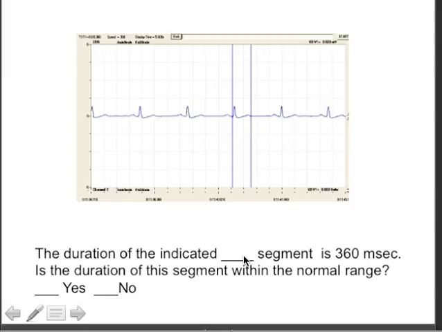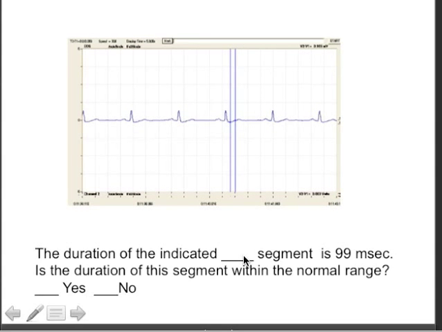Next question. The duration of the indicated QT segment is 360 milliseconds. Is this duration within the normal range? And the answer is yes. Normal is around 420 milliseconds. Next question. The duration of the indicated ST segment is 99 milliseconds. Is the duration of this segment within the normal range? The answer is yes. The normal range is between 80 to 120 milliseconds. Bottom line, you just have to know the ranges, and you can pull them out of your lab manual. You can also find them in your textbook.